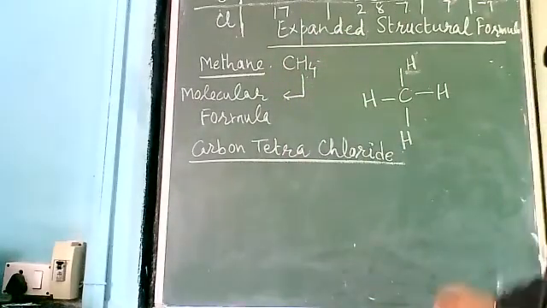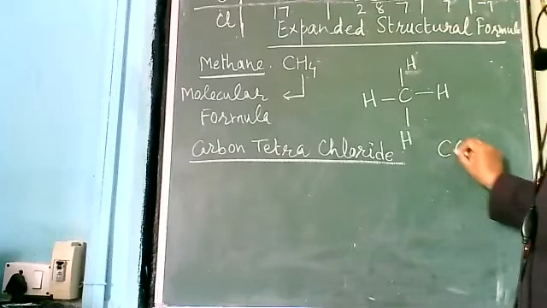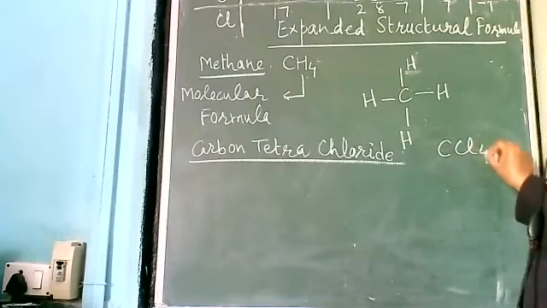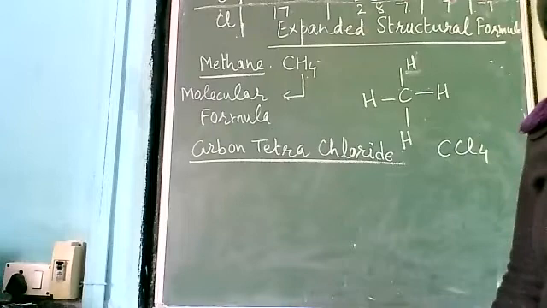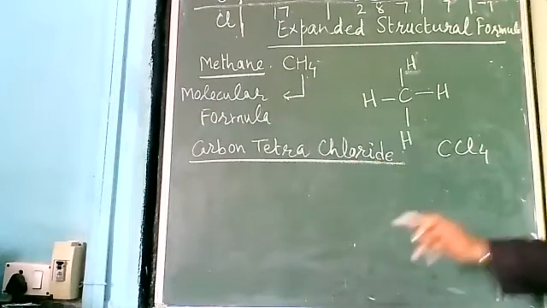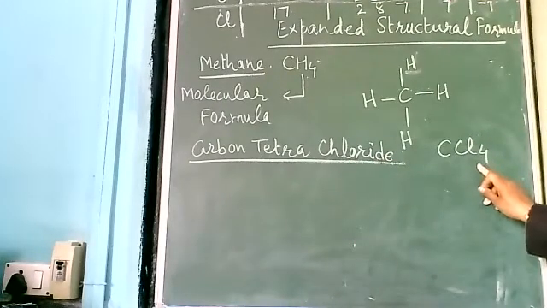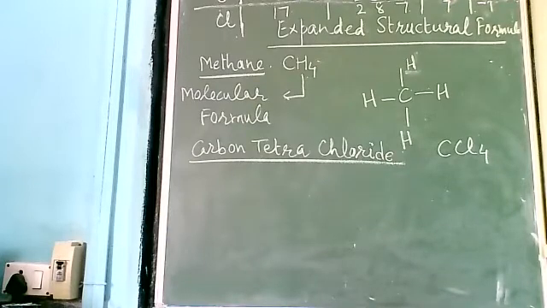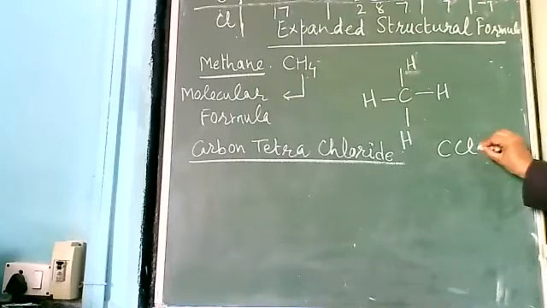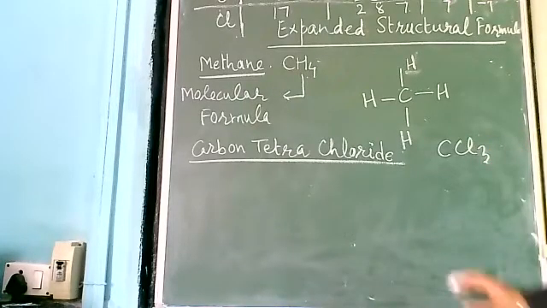ठीक है जी? तो carbon tetrachloride will be CCl4. Tetra means 4. That's why I have written CCl4. Tri होता तो क्या लिखती? Carbon trichloride, CCl3. Carbon dichloride, 2, CCl2.